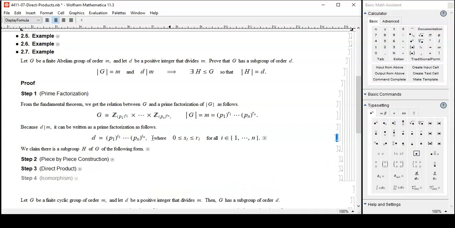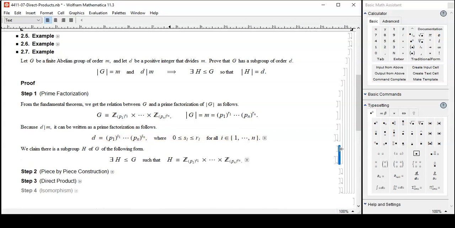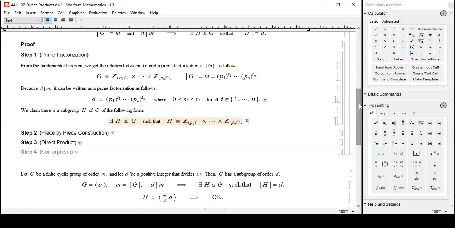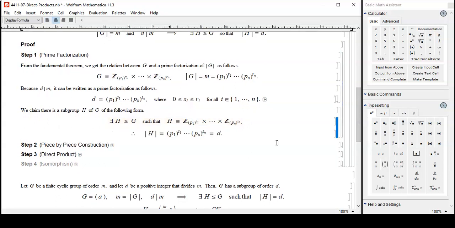Okay? So these may not be the prime factorization, but we still have this property. p1 to the s1 power, p2 to the s2 power, and so on, pn to the sn power, where all those powers, the s_i's, are less than or equal to the r_i's, so that each power divides the corresponding power. We claim there's a subgroup H of G which is isomorphic to this. Consequently, the order is d.